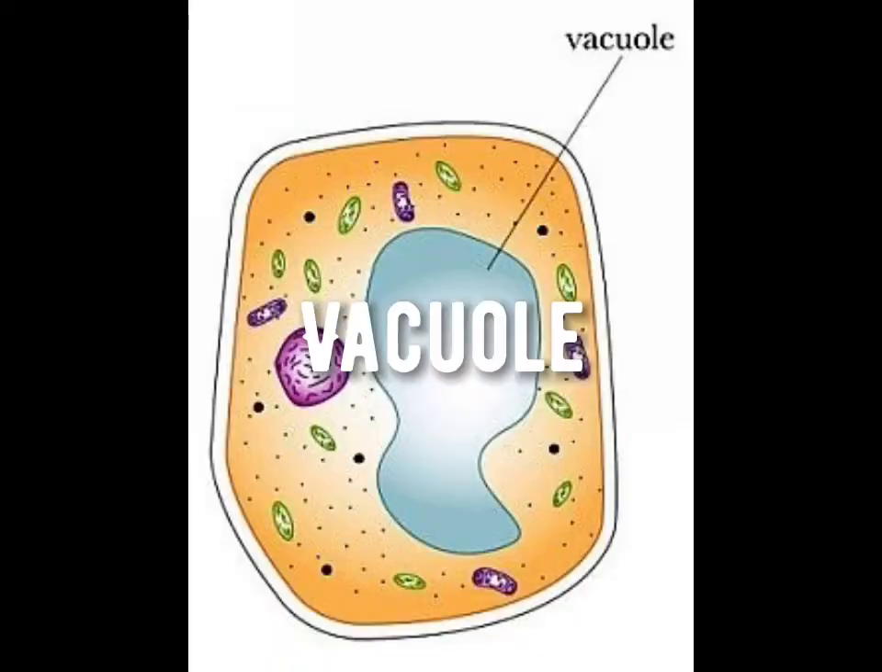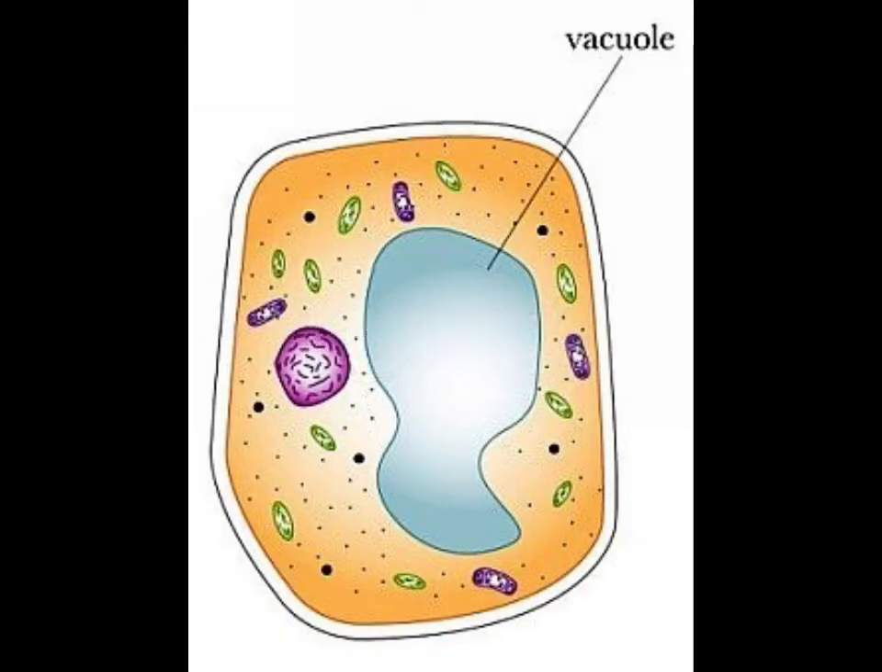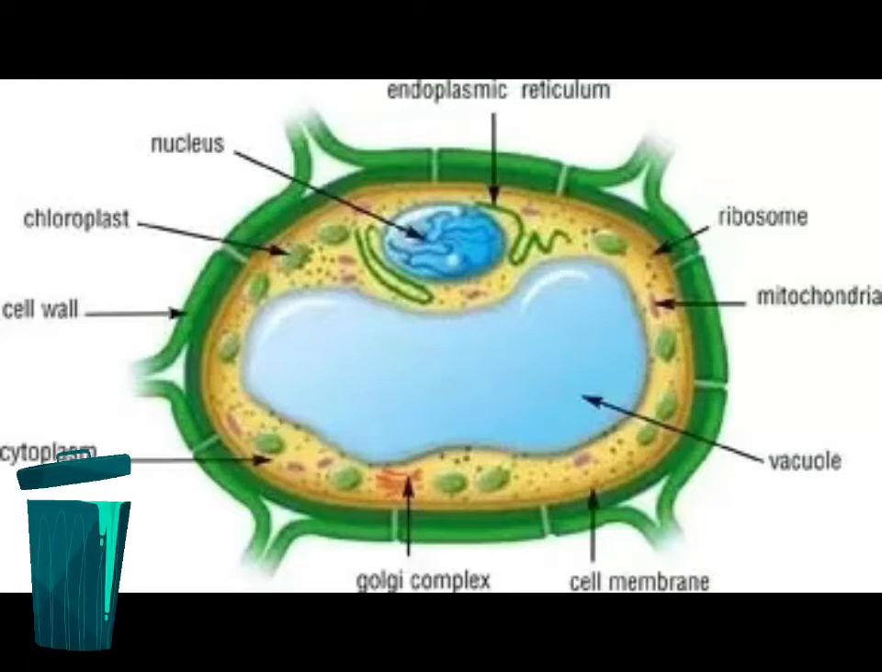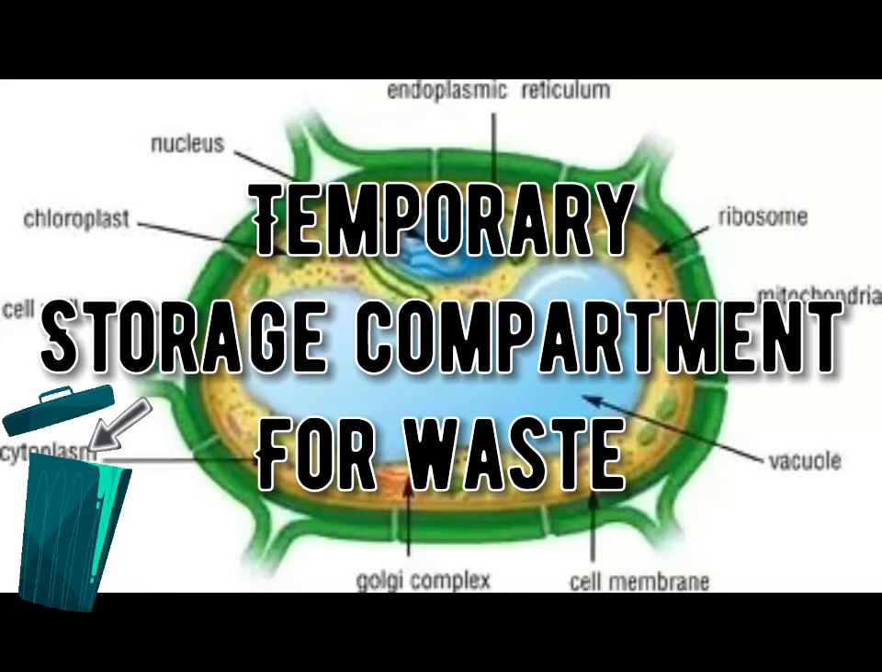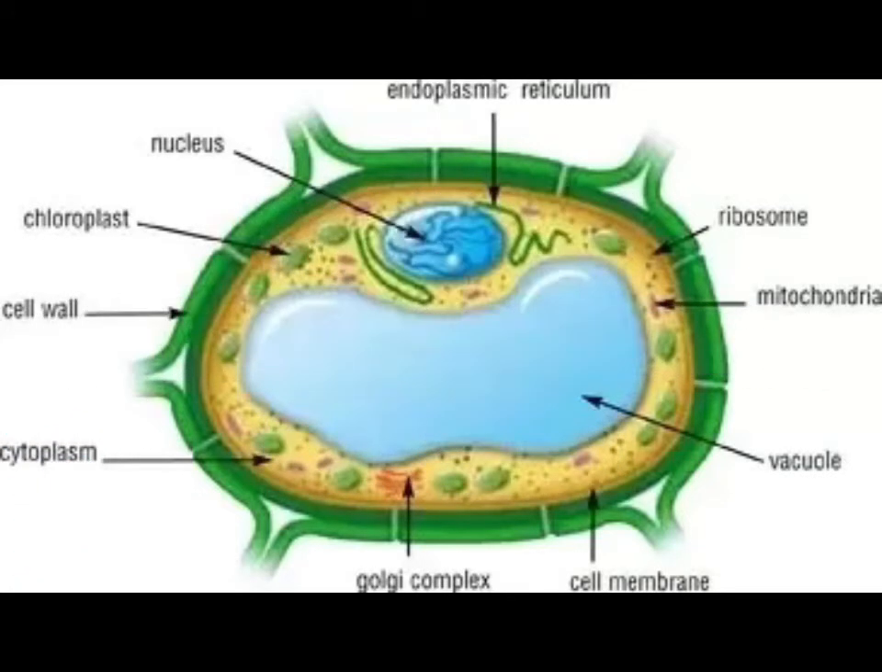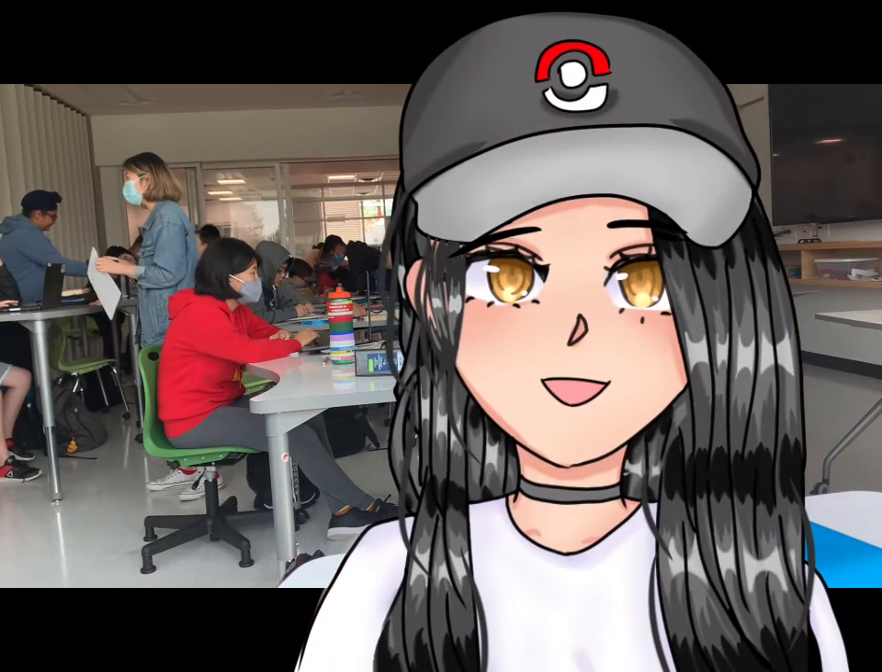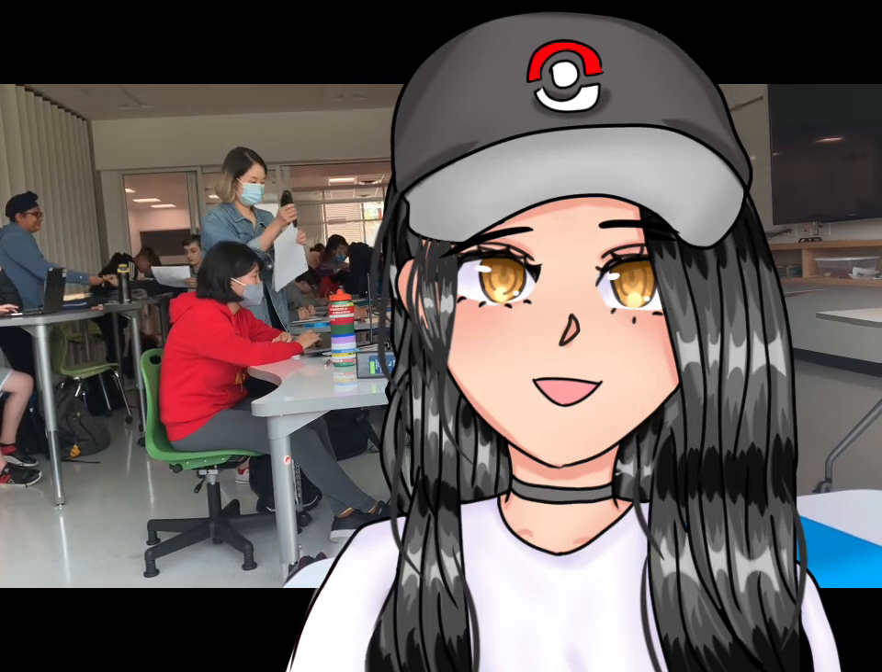The vacuole is missing from the diagram, so here's a picture of it. This organelle is a storage compartment that stores waste temporarily. It's usually smaller in animal cells than in plant cells. It's like the bottom of a pencil sharpener, the part that stores the waste in the pencil. And that's it. That's how I think art is similar to cells.